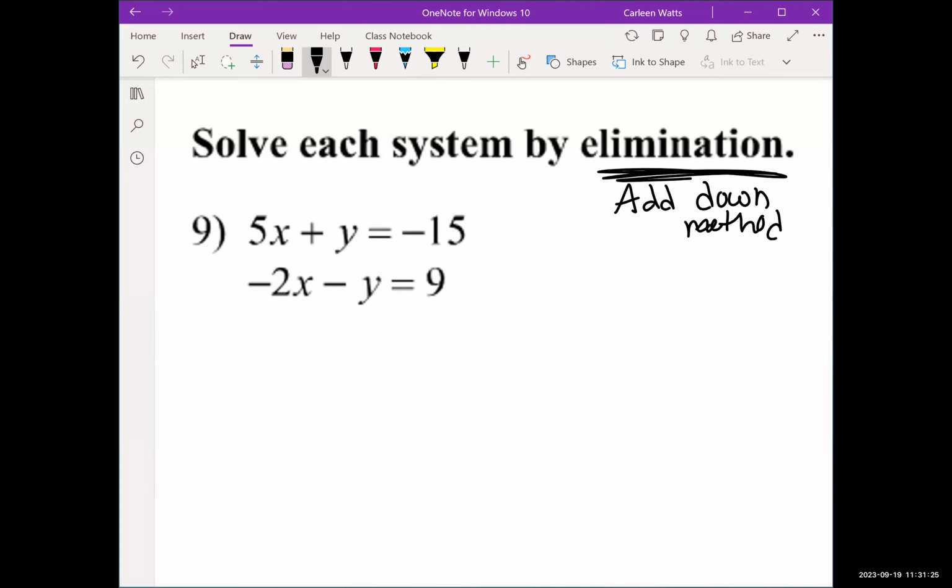Okay, why can I add 2 equations together? Is it true that 5 equals 5? Yes. Is it true that 2 equals 2? Yes. If I add those equations together, I still get a true statement. 7 equals 7. As long as I'm adding trues with trues, it'll come out true. So this is the add down method.